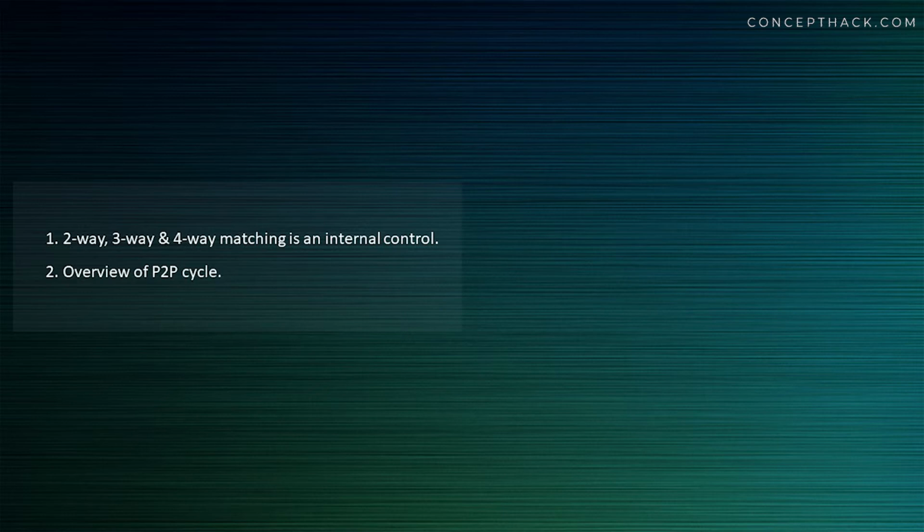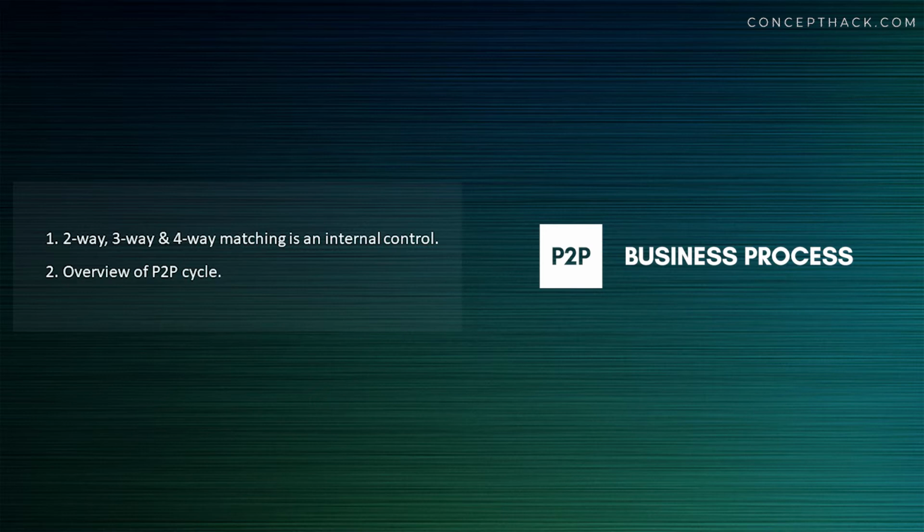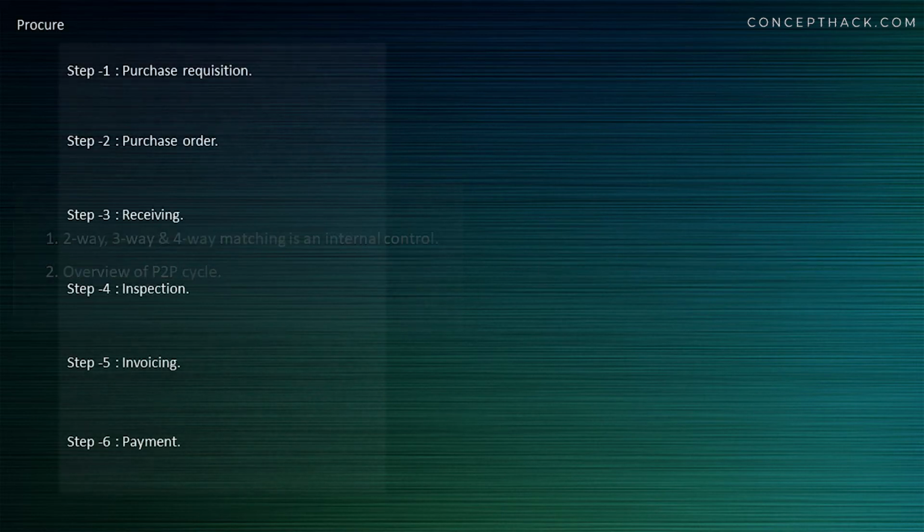Secondly, we need to know the overview of the P2P cycle in order to understand the working of two-way, three-way and four-way matching. The P2P cycle is a business process which consists of steps for buying raw material or services. It starts with purchase requisition. This is our step 1. Generally, a purchase requisition is a document which is filled by an employee who needs raw material which is not available in the stock.